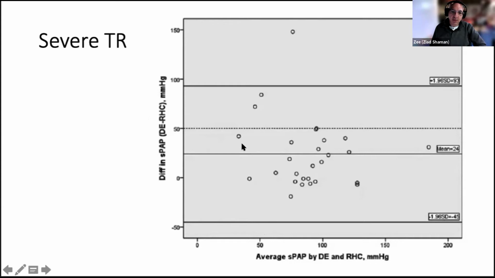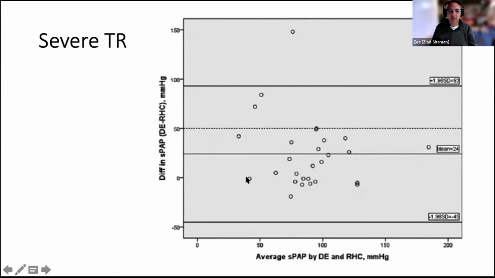The mean of the difference, which is up here, the dotted line, is almost 50 millimeters of mercury. Almost everybody was shifted up. You see all of these are shifted up from 0. So it looks like the Doppler echo overestimates the pulmonary artery pressure relative to right heart cath, overestimates it in all of the measurement ranges.